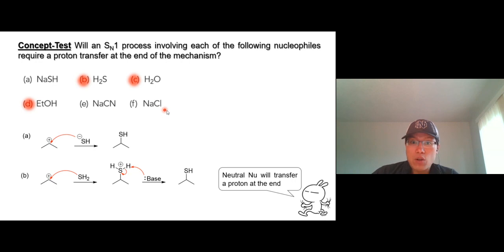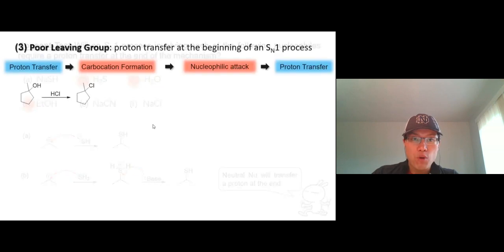Chloride attack, this is chloride Cl minus. When it attacks, just like this, right? You're going to get neutral chlorine compound. So you don't have to do anything about it. All right. Let's move on to another mechanism.